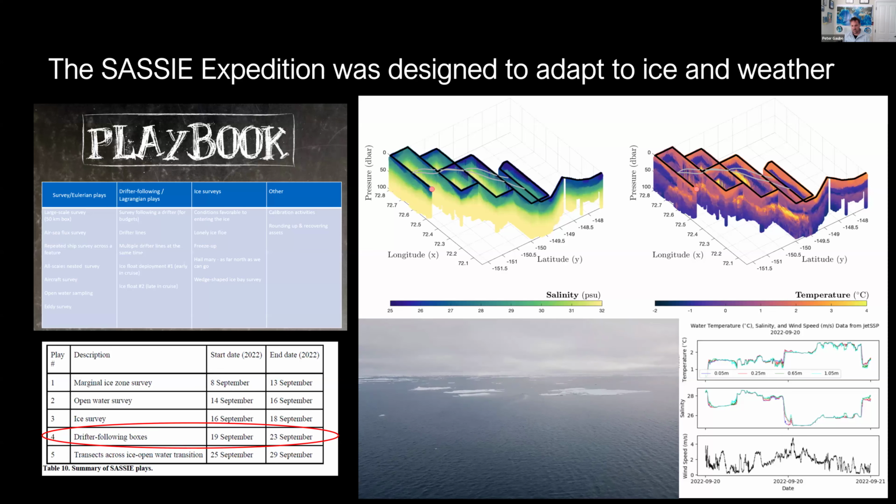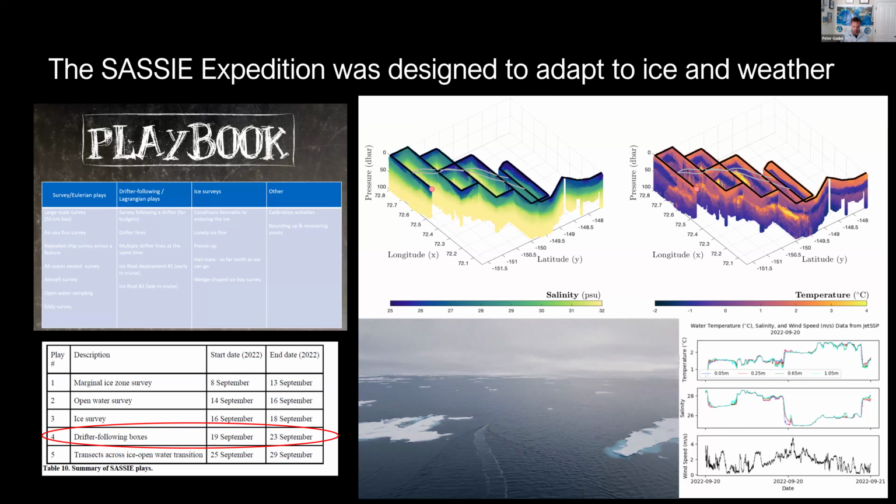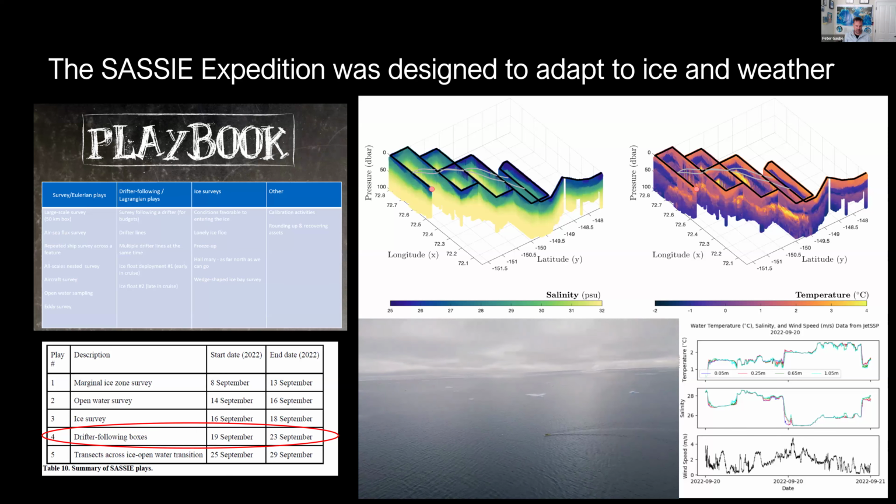Now, the SASSIE expedition was designed to be adaptive to ice and weather conditions. We did not have an icebreaker. We were able to go into the ice, but we were not able to break it or anything. And with a number of the assets we were deploying, we really needed some decent or favorable weather conditions to deploy these. So what we decided to do is to go into SASSIE with a playbook.